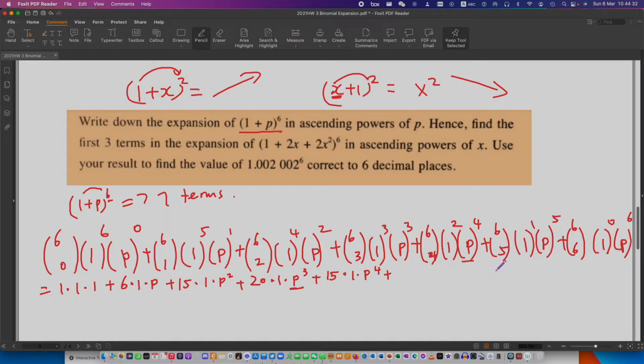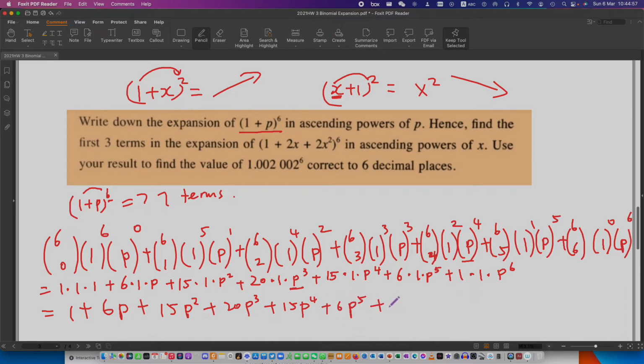So 6 choose 5, I'm sorry. Yeah, 6. Okay, good. P to the power 5. 6 choose 6? 1. Okay, good. 1 and then p to the power 6. Okay, good. So simplify: 1 plus 6p, 15p squared, 20p cubed, 15p to the 4, 6p to the 5, and then p to the 6.